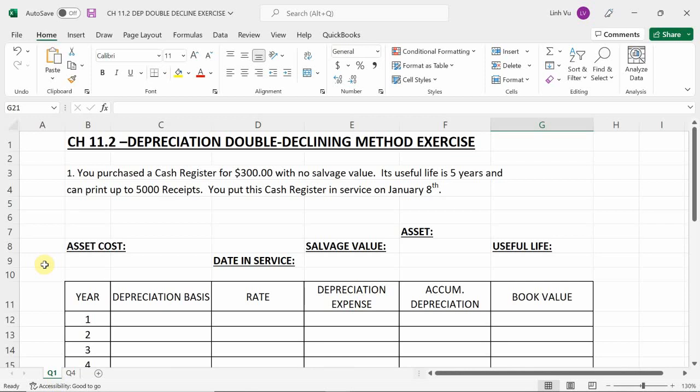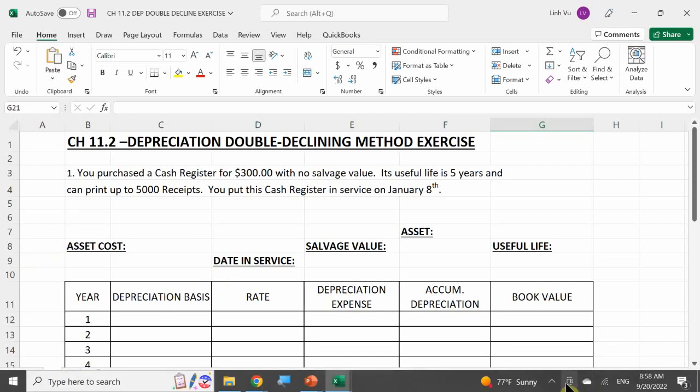So 11.2, double declining method. We are looking at number 1: you purchased a cash register for $300 with no salvage value. Its estimated useful life is 5 years, and it can print up to 5,000 receipts. You put this cash register in service on January 8th.